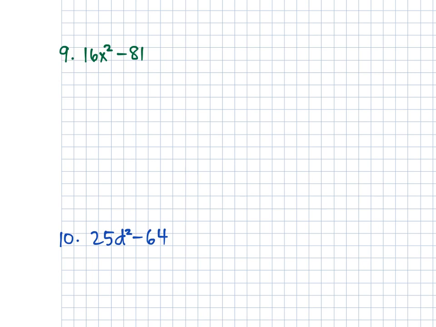Okay, so number 9, we can see this is a perfect square, and this is a minus, and this is a perfect square. So we can use our shortcut. The square root of 16x squared. So we know our answer is going to be like this. 16x squared is 4x, so this gets a 4x, this gets a 4x. Square root of 81 is 9, so this gets a 9, and this gets a 9, plus, minus.